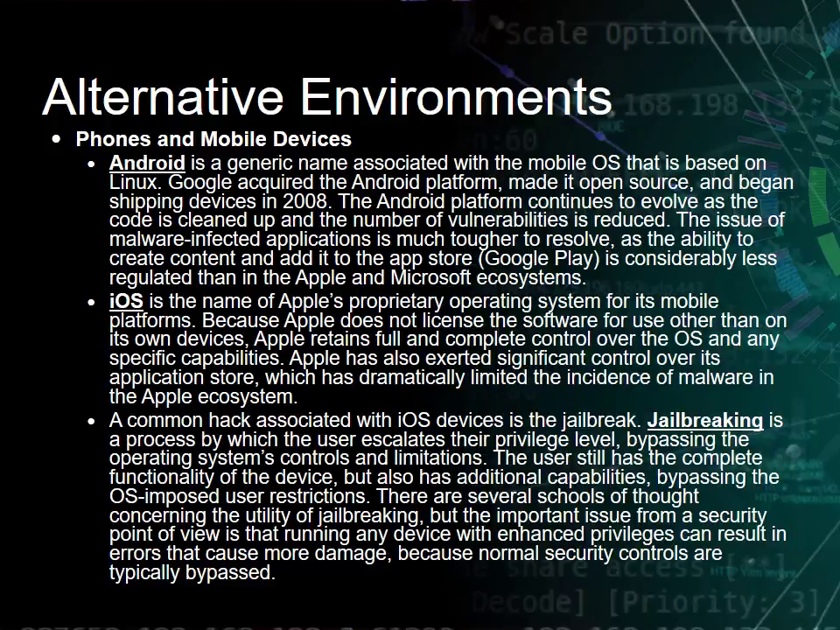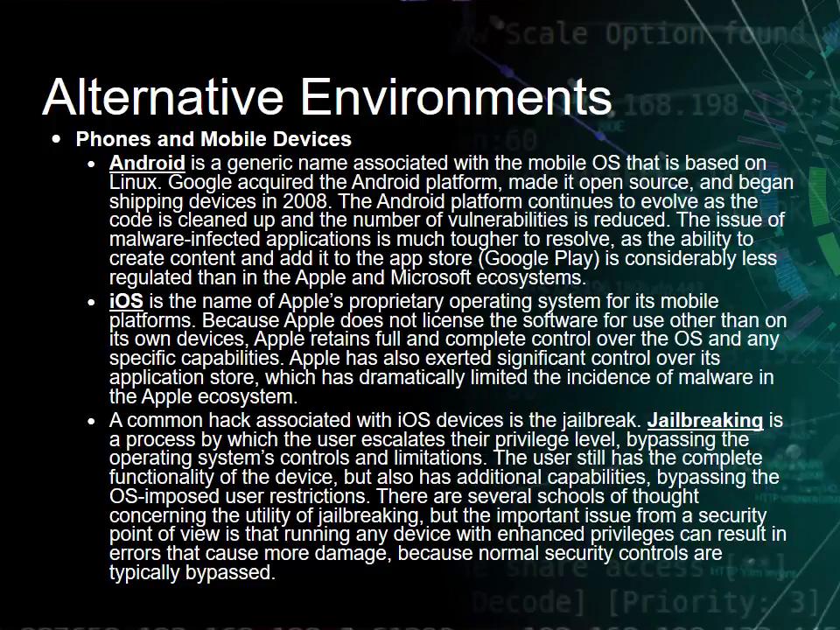Phones and mobile devices. We've kind of touched on this back when we were talking about mobile devices before. Android is a generic name associated with mobile OS that is based on Linux. Google acquired the Android platform, made it open source, and began shipping devices back in 2008. The Android platform continues to evolve as the code is cleaned up and the number of vulnerabilities reduced. The issue of malware-affected applications is much tougher to resolve, as the ability to create content and add it to the App Store or Google Play is considerably less regulated than in the Apple and Microsoft ecosystems.